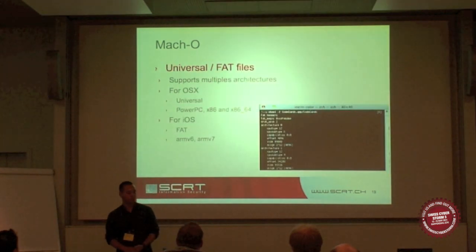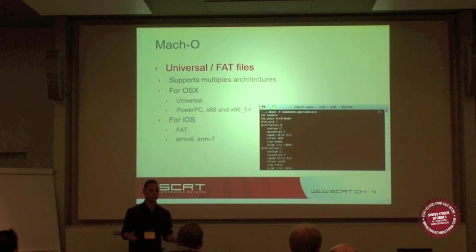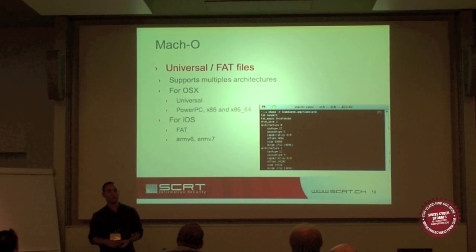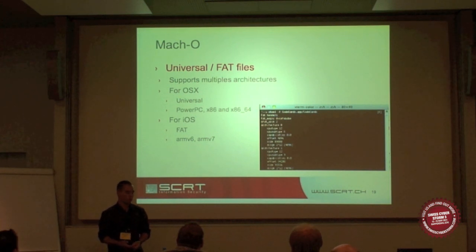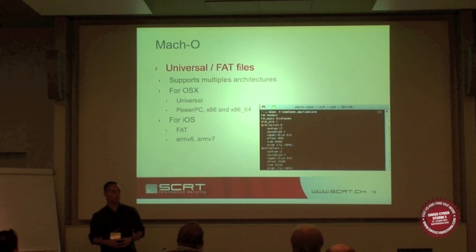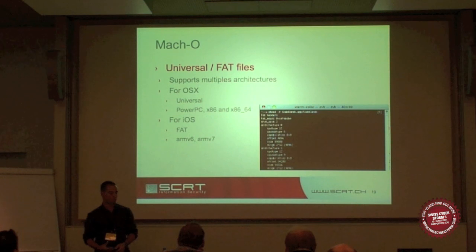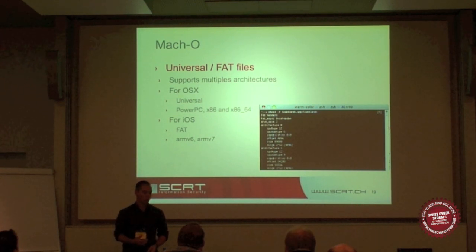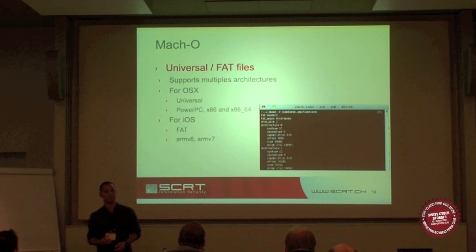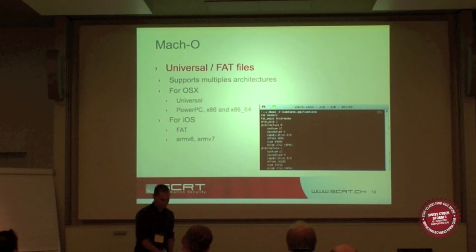Another particularity about the Mach-O files is that they can be packed in another file in order to support multiple architectures. You know that Mac went from PowerPC to Intel processor, so the executables can be packed into a universal file, which will contain the code for PowerPC, 32 or 64 bits. And for ARM, we'll have the fat file, which can contain the code compiled for ARM v6 or v7.